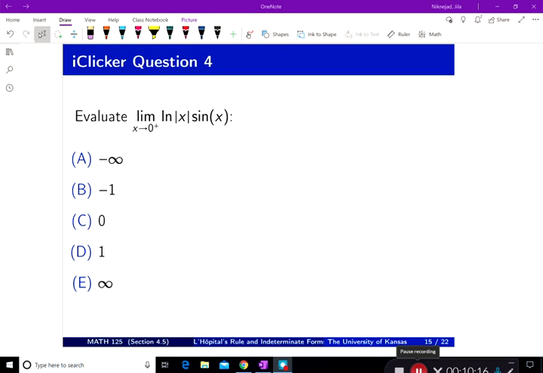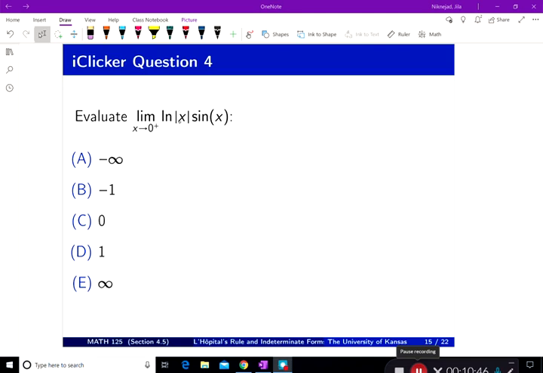So let's do section 4.5, iClicker question 4, and we're evaluating the limit as x approaches 0 from the positive side of natural log of absolute value of x, times sine of x. I recommend stopping the video for a minute and then coming back to it. Now that you stopped, let's try to find this limit.